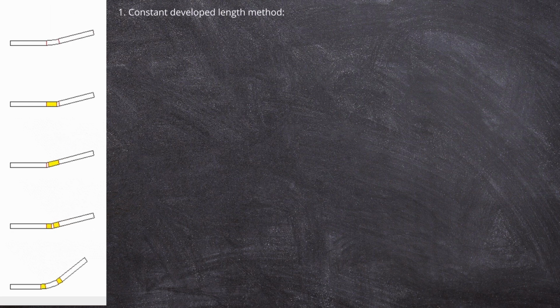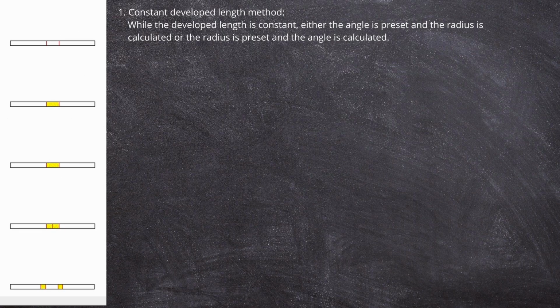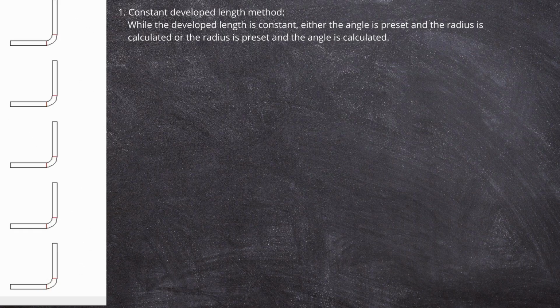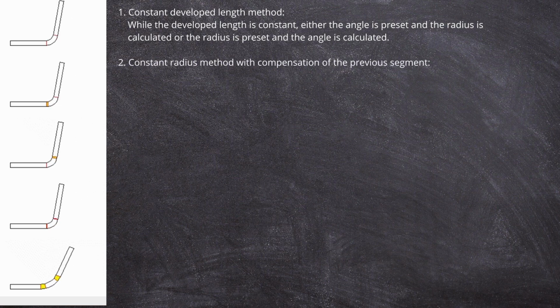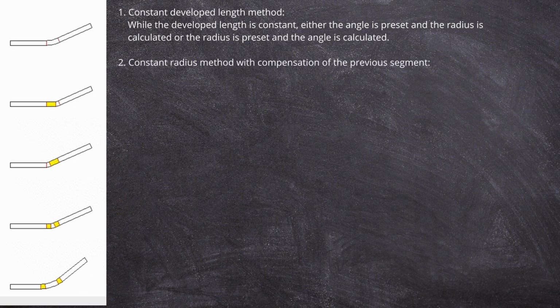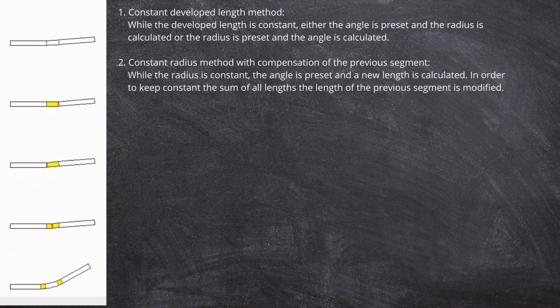1. Constant developed length method. While the developed length is constant, either the angle is preset and the radius is calculated, or the radius is preset and the angle is calculated. 2nd, constant radius method with compensation of the previous segment. While the radius is constant, the angle is preset and a new length is calculated. In order to keep constant the sum of all lengths, the length of the previous segment is modified.